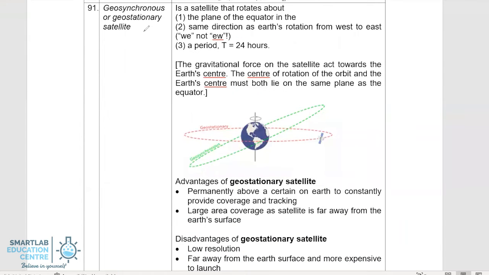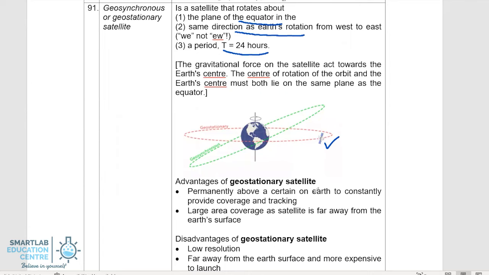Finally, let's take a look at geostationary satellites. A geostationary satellite is a satellite that rotates about the plane of the equator. The direction is the same as that of Earth, and the period for it to complete one revolution is 24 hours. So you can see the path of the geostationary satellite, in this case, demarcated by the red dotted line.